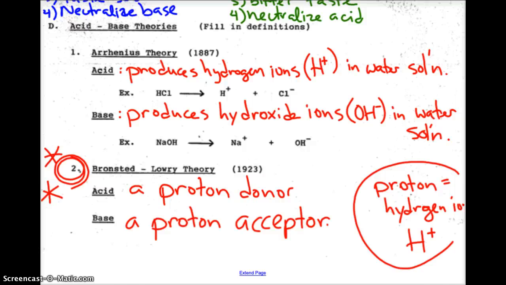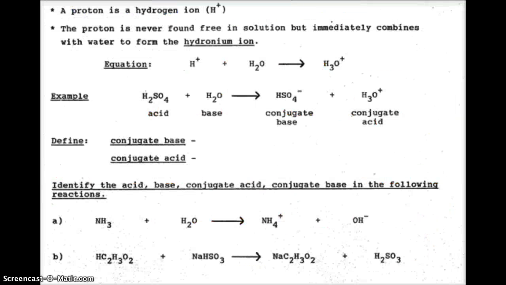So if we take a look here on our next page now, a proton is a hydrogen ion, H+. The proton is never found free in solution, but actually combines with the water to form the hydronium ion. So in solution, the H+ exists actually as the hydronium ion, H3O+. So when you see these two things, they mean exactly the same thing. And you need to remember, be comfortable flipping back and forth between the two. Both H+ and H3O+ mean the same thing, but in solution, it is existing as the hydronium ion, H3O+.